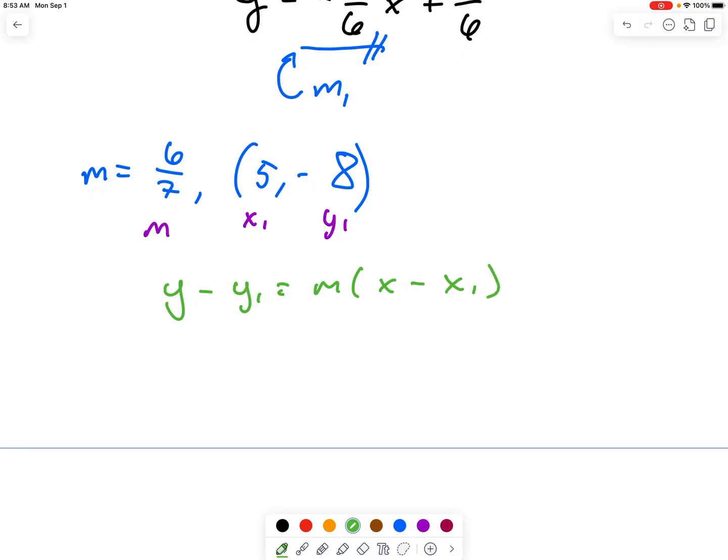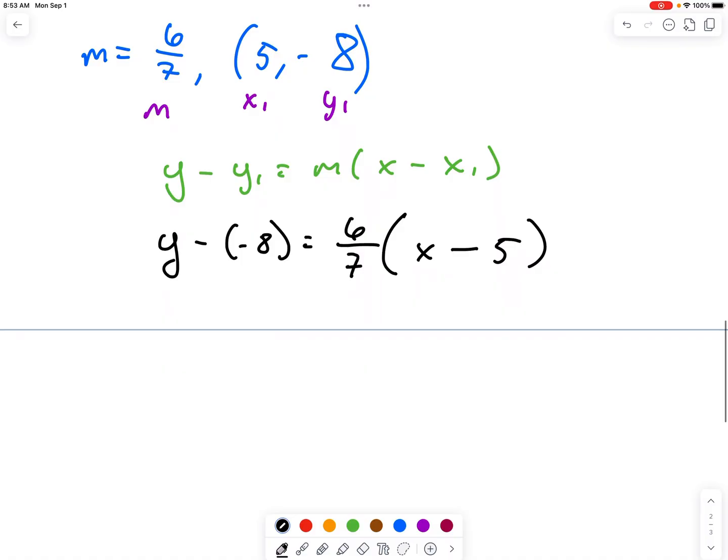Let's plug in the corresponding components. Our y1 is negative 8. Notice I use the parentheses there. Our slope is 6 over 7, and our x1 is 5. So we have a double negative at play. Then if we solve for y, we're going to subtract 8 from both sides, and we're also going to distribute this guy. So minus 8 and minus 8.